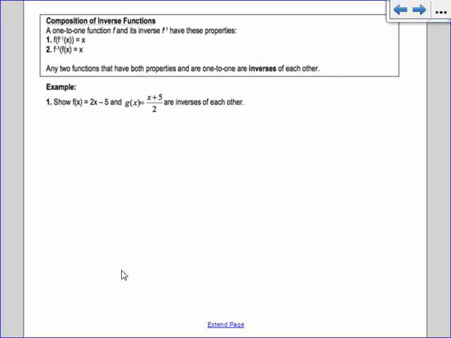So it says, show that f of x equals 2x minus 5 and g of x equals x plus 5 over 2 are inverses of each other. So if I find f of g of x, it looks a little weird at first. You have 2 times whatever our new x value is, the g of x, minus 5. So we're plugging in the g function into the f function. We're replacing the x with x plus 5 over 2.